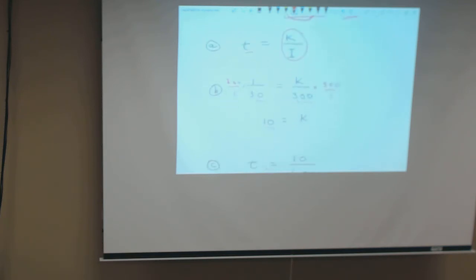Now that I know K is 10, I come down here and draw the formula again, but in place of K, I put 10. So I can answer the last question. If I increase it to 600 units, what's the correct exposure time? 10 over 600 is 1 over 60. So the correct exposure time is 1/60th of a second. You photographers better get this stuff figured out.